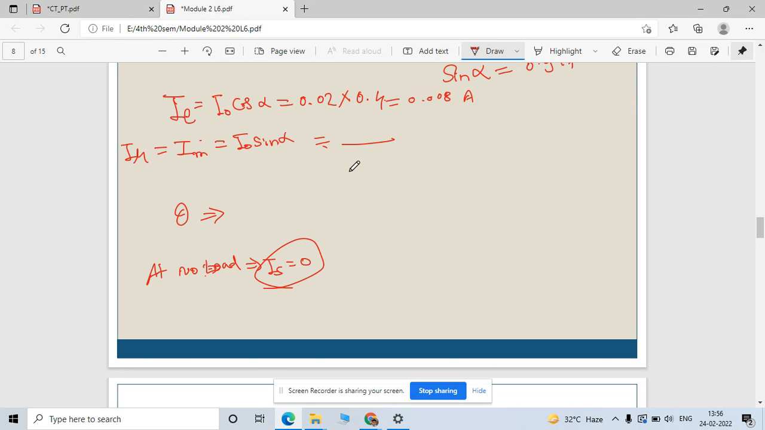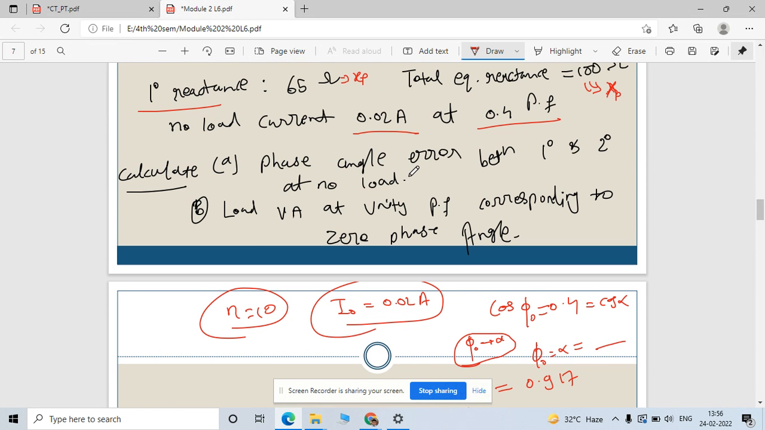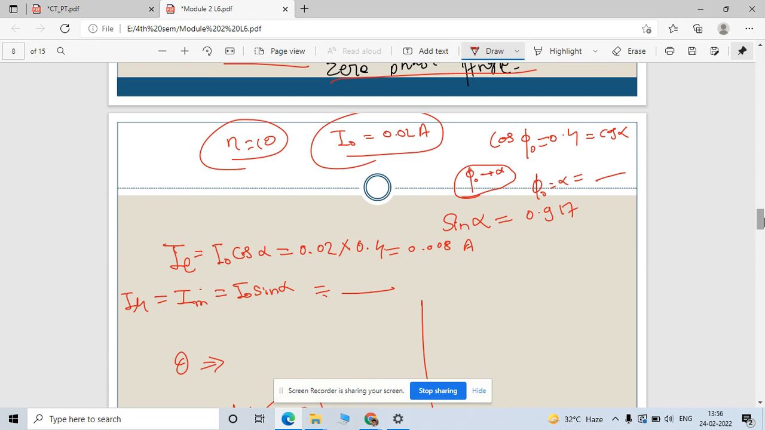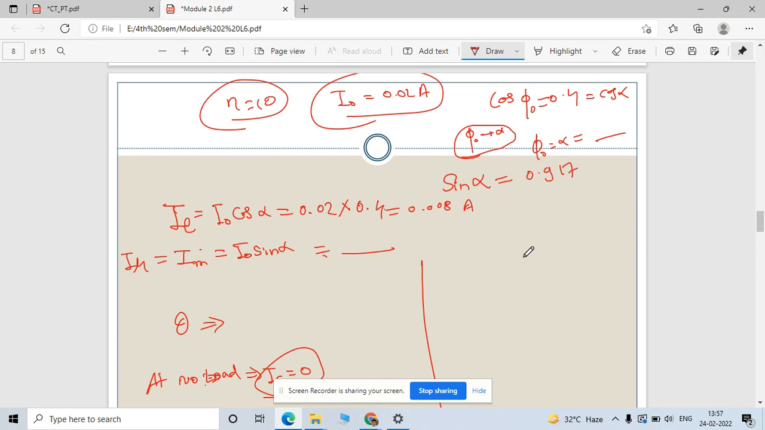And talking about part B for the same problem, you need to find the load volt ampere at unity power factor, corresponding to the zero phase angle. So the phase angle you need to consider as zero here. Okay, so this is your part B.